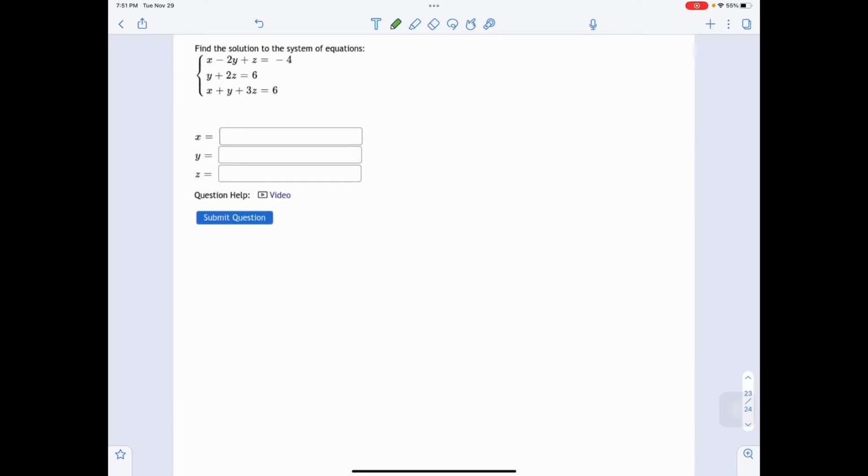Hi everyone, we're going to solve this system of equations only using a matrix. We're not going to convert back until the very end, when we have a row of 1, 1, and 1. So let's see how we're going to do this.